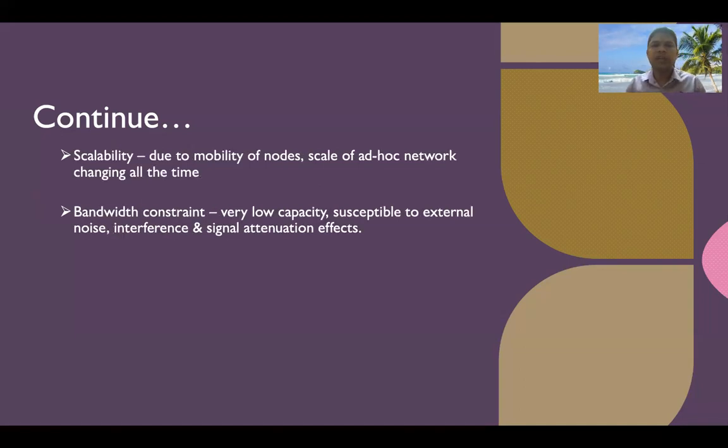The third one is scalability. Due to the mobility of nodes, the scale of an ad hoc network changes all the time. And the last one is bandwidth constraint: very low capacity, susceptible to external noise and interference, and signal attenuation effects. So these are the four vulnerability problems in the MANET approach.